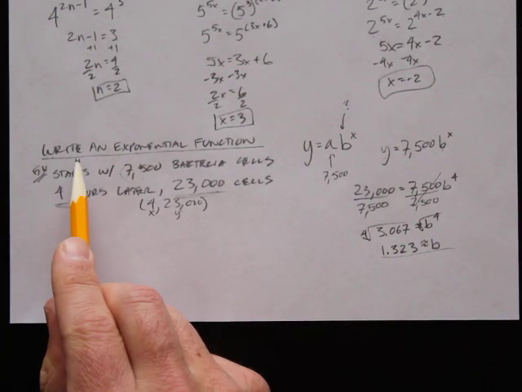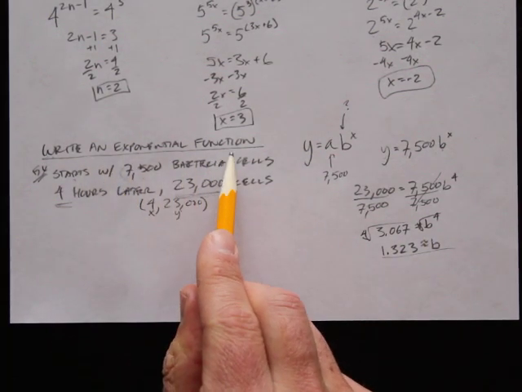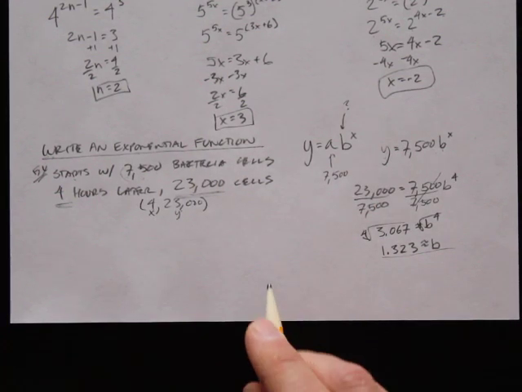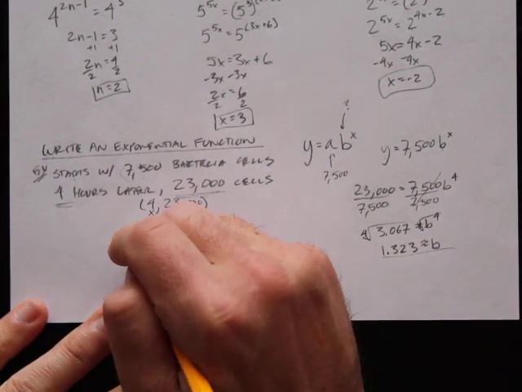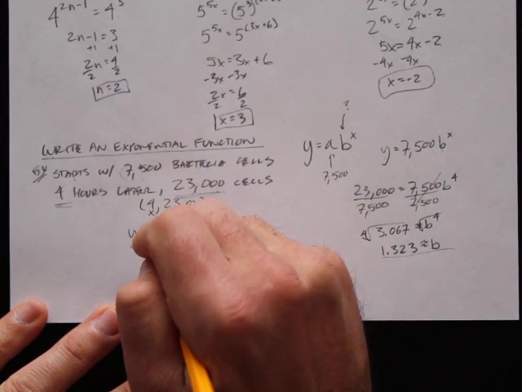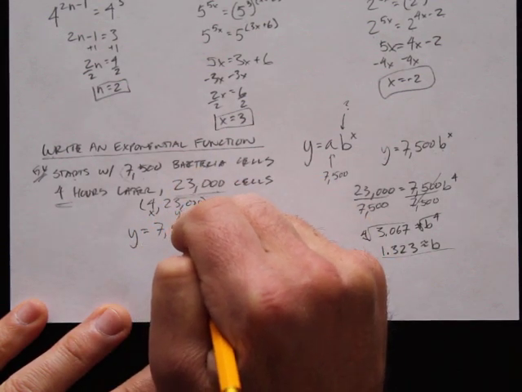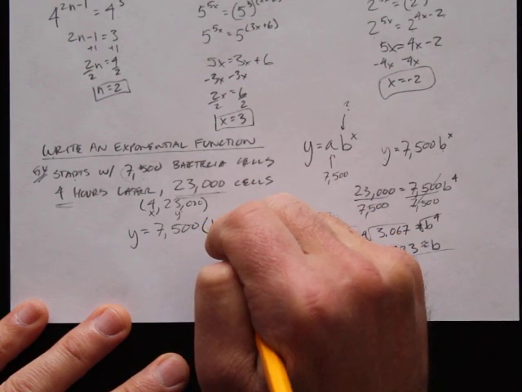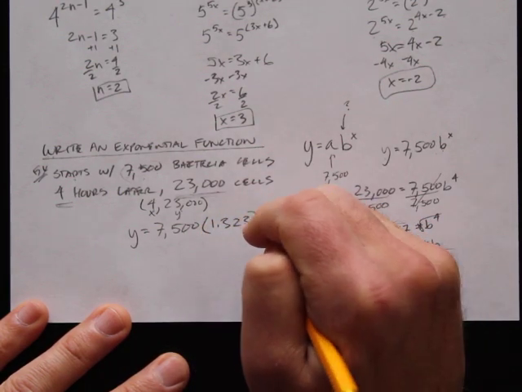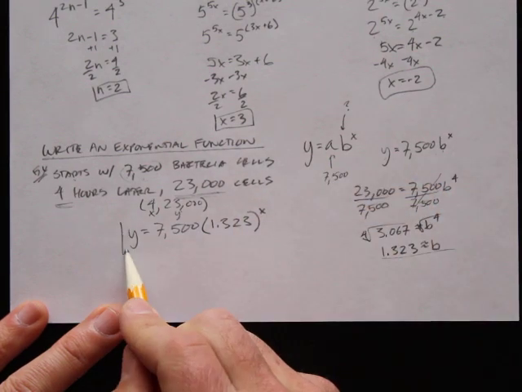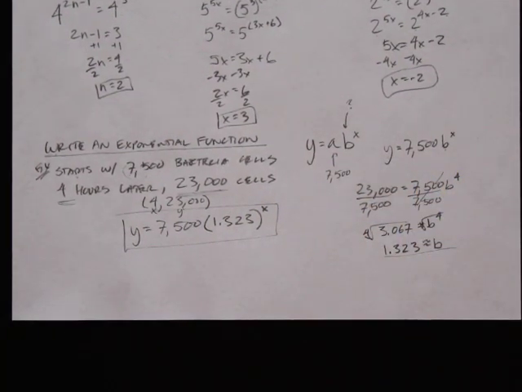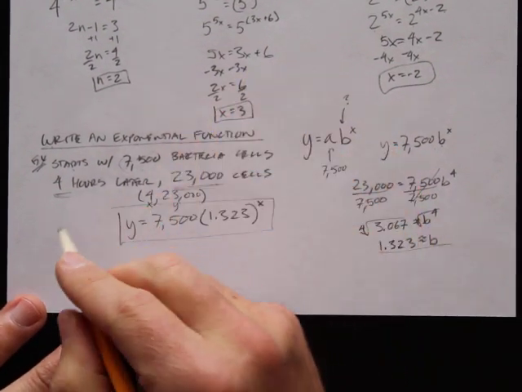So this is asking me to write an exponential function. It didn't ask me to find b, it asked me to find my exponential function. Here is my exponential function: y equals my initial amount times b, which is 1.323 to the x power. There is my exponential function.